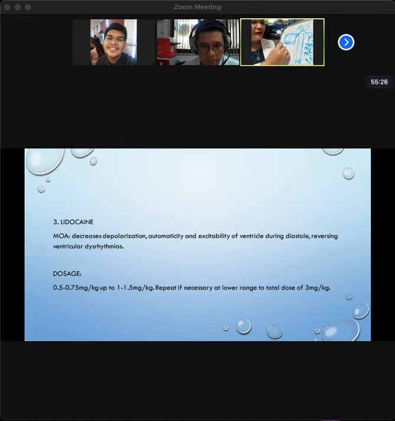Okay, epinephrine. Ano bang MOA ng epinephrine? It is a non-selective alpha and beta agonist. So, saan ba yung alpha and beta? Nandito sa sympathetic. So, it will cause increased heart rate, increased BP, and bronchodilation. That's why it is being used during asthma attack or anaphylaxis because of that MOA.